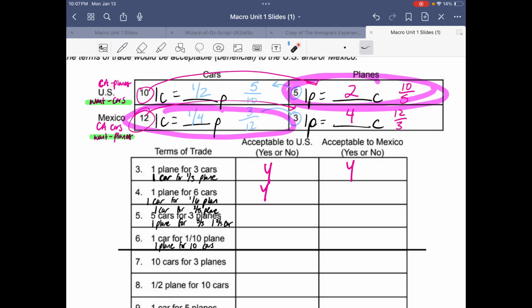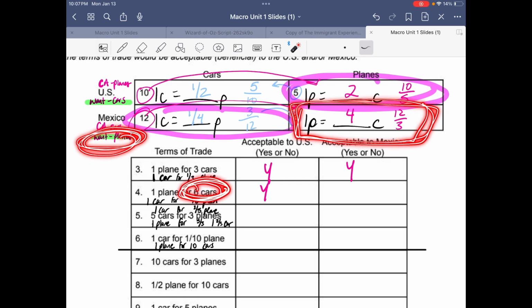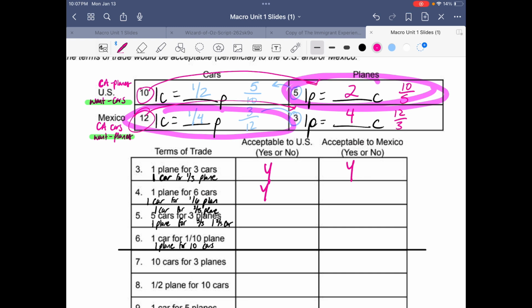Mexico wants planes. So we're focusing on planes. If they make a plane, it costs them the same as making 4 cars. If they trade for a plane, it's like giving up 6 cars. They don't want to give up 6 cars. They'd rather just give up 4 and make them themselves. So this is a no. This is not acceptable terms of trade.